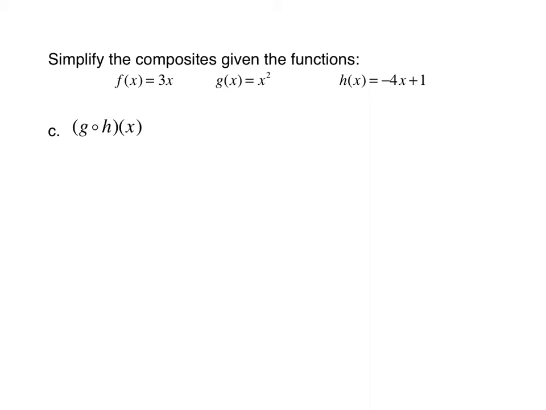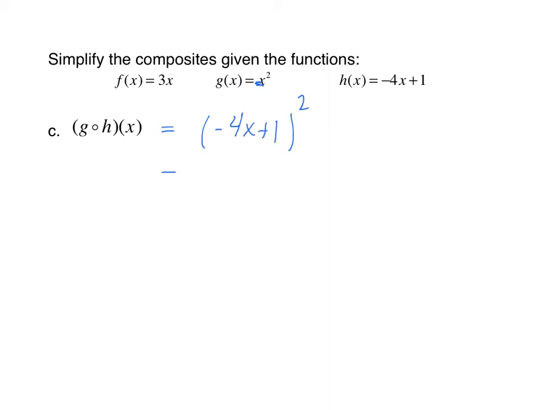In this example, we don't have an actual value to put in for x, so we're simply taking the h function, still in terms of x, and putting it into the g function. So when you're looking at the h function, you're taking this entire thing there, and it's going to go into the g function. So the g function is basically something squared. So in that something, that x there, that gets replaced with negative 4x plus 1.